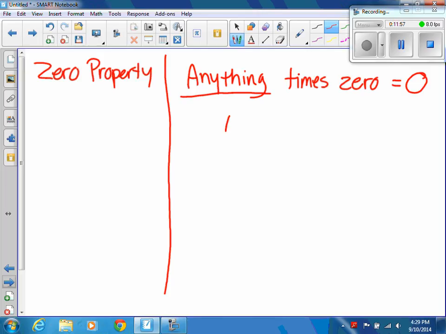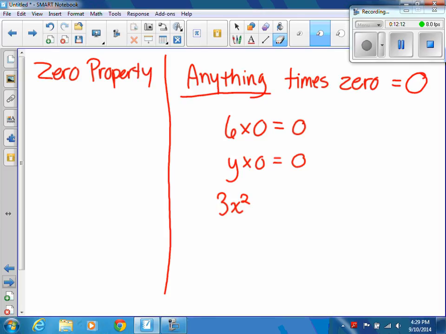If I have 6 times 0, I get 0. If I have y times 0, I get 0. If I have 3x squared, 2y times 0, if I have all that times 0, it's going to equal 0. Doesn't matter what I have, it's going to equal 0.